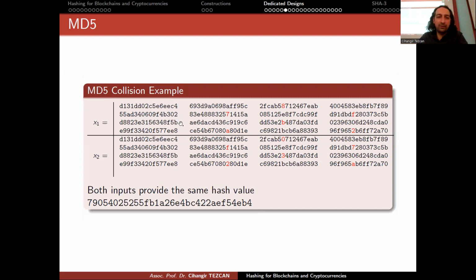Okay, here's an MD5 collision example. This X1 is a one block input, 512 bits, and this X2 is different, and the differences are shown in red.